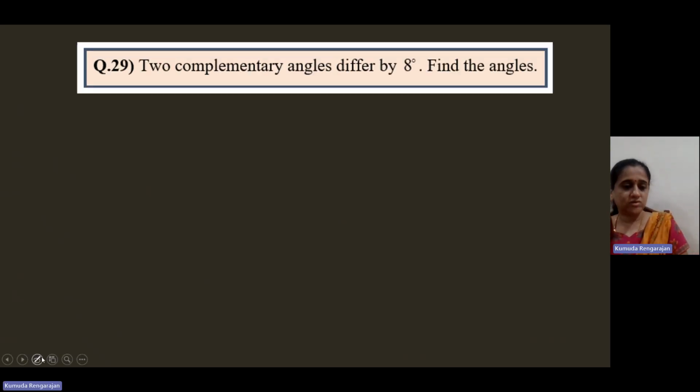Yeah, we'll do this one. Two complementary angles differ by 8 degrees. Find the angles. What are complementary angles?